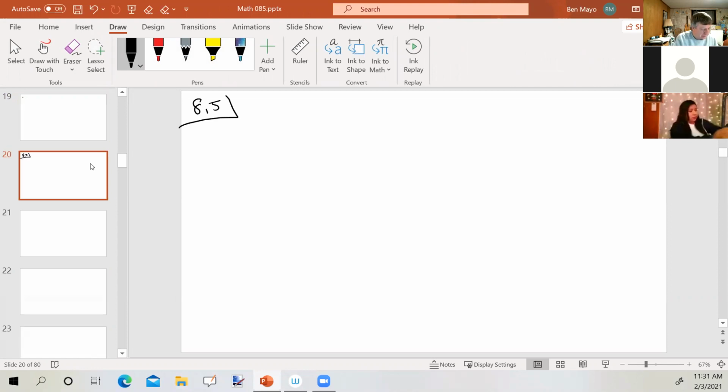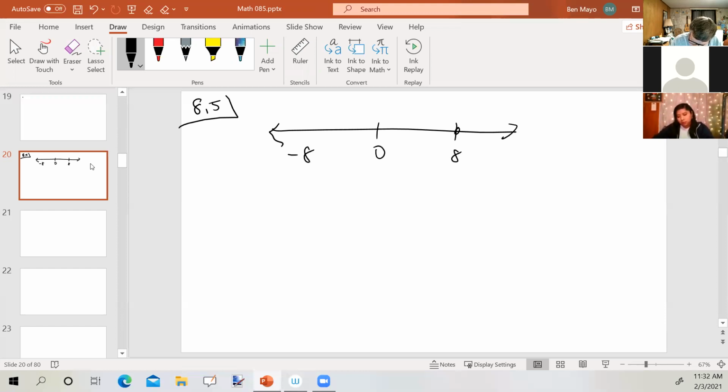Okay, so today we're going to be looking at solving absolute value equations. So first of all, let's review how an absolute value works. Absolute value is the distance between a number on the number line and 0 on the number line. So let's say we have 8 and -8, okay? The absolute value of 8, well, how far is it from 8 to 0 on the number line? It's 8 units. So the absolute value of 8 is 8.